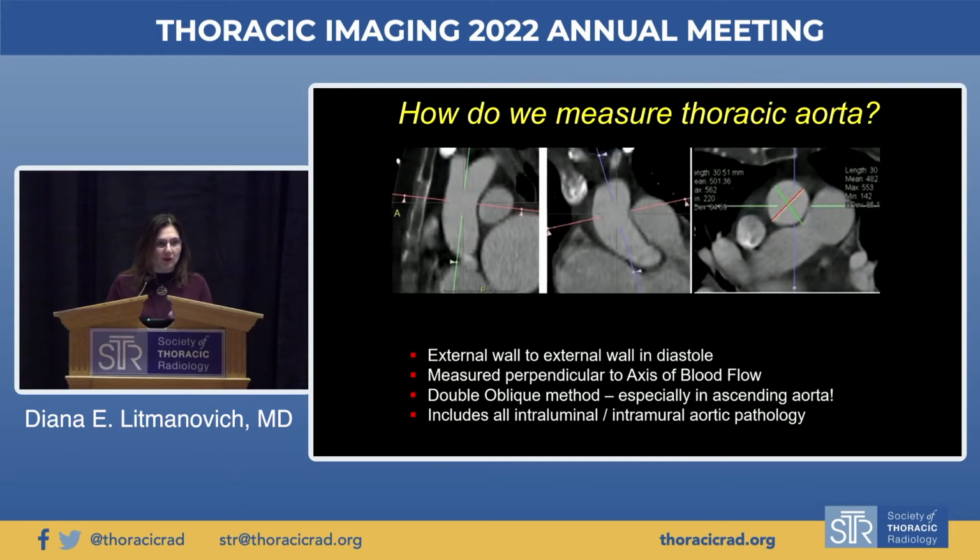Okay, how do we measure it? Before we talk about the diameter, we have to measure it. So if we are talking about measuring aorta, especially the ascending aorta, we have to do it with a double oblique technique. Double oblique technique gives us the ability to measure perpendicular to the axis of the blood flow, and it's extremely important in the ascending aorta. The ascending aorta is usually a little bit more straight, going without turns, but if we're measuring the ascending aorta, we must do it with a double oblique technique.